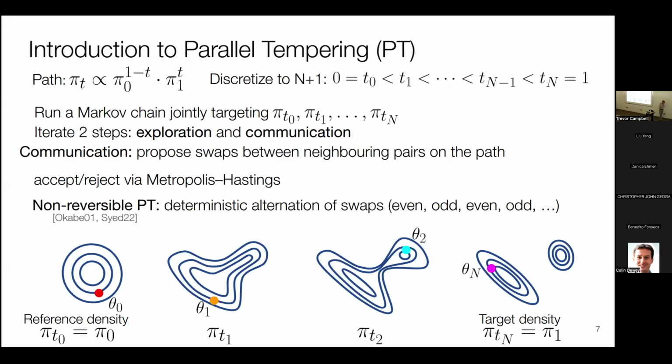It has a name in statistical physics. It's like ensemble methods or something like that. This has been rediscovered in a bunch of different fields. And I should emphasize, this is not something that I've developed. This has been around for quite some years now.